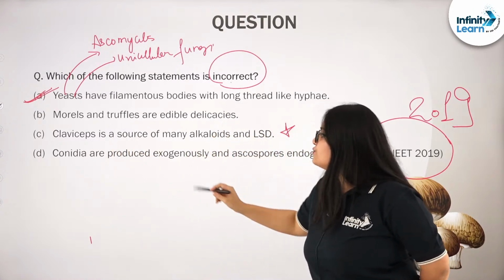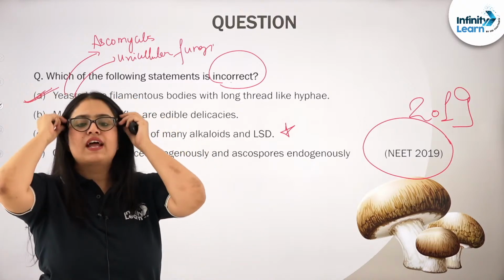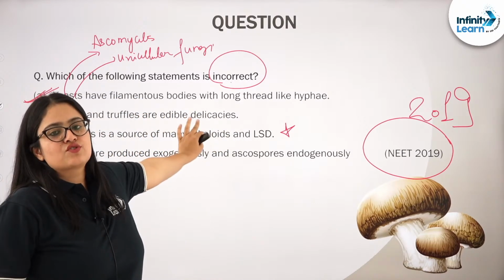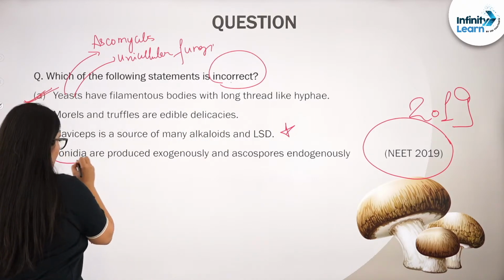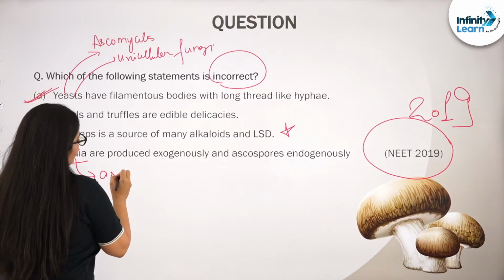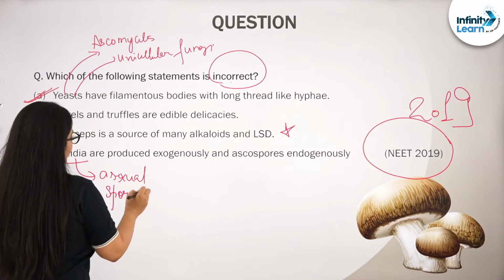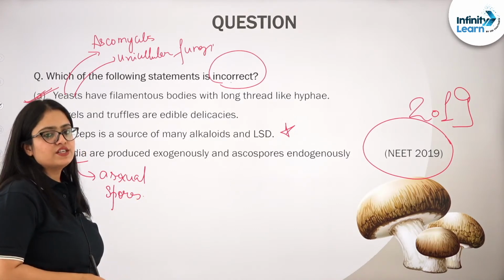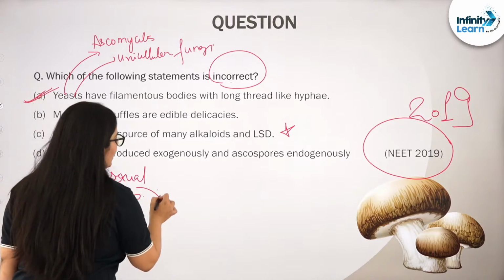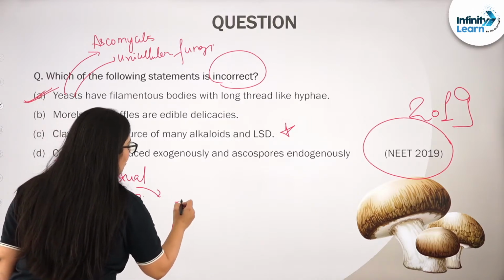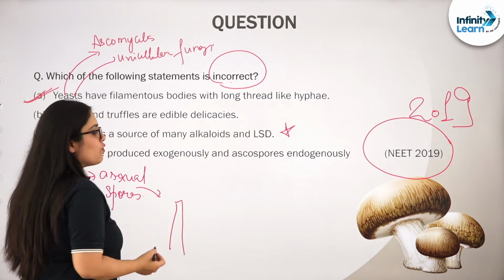Conidia are produced exogenously and ascospores are produced endogenously. Very right. The entire question was based on Ascomycetes, right? So please remember, my kids, conidia are the asexual spores. With the help of conidia, members of Ascomycetes show asexual reproduction, and these conidia, if you remember, are born on the special mycelium known as conidiophores.